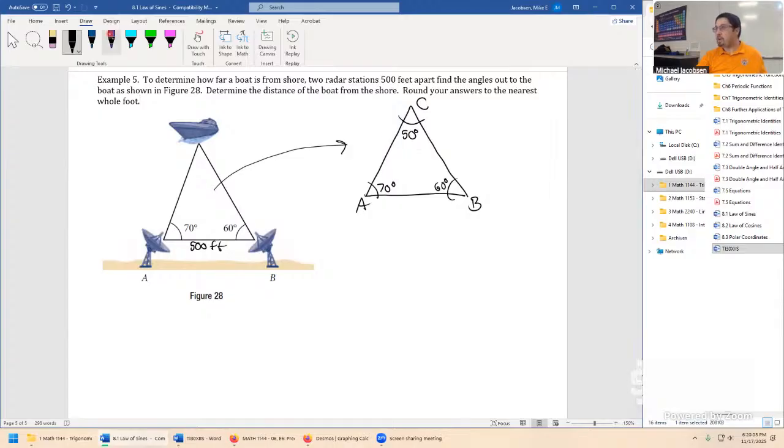And if we dropped down that perpendicular, because we're trying to find the distance from the boat to the shore, here's what it would look like. Let me add the other information. We know that this is 500 feet. This would be lowercase c. Here's lowercase a, lowercase b. And we want that distance. There's a right triangle inside here. And, well, this gets us started.